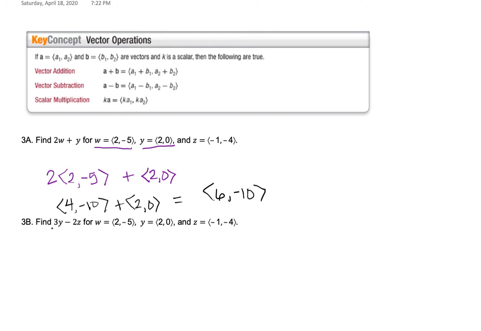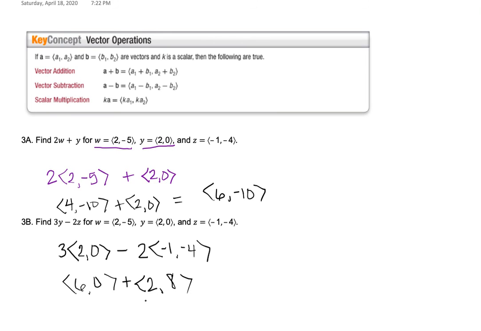We'll do this one too. 3 times vector y minus 2 times vector z. So this is 6, 0 minus, actually I'll just make that into a plus, 2 and 8. So that gives me 8, 8.